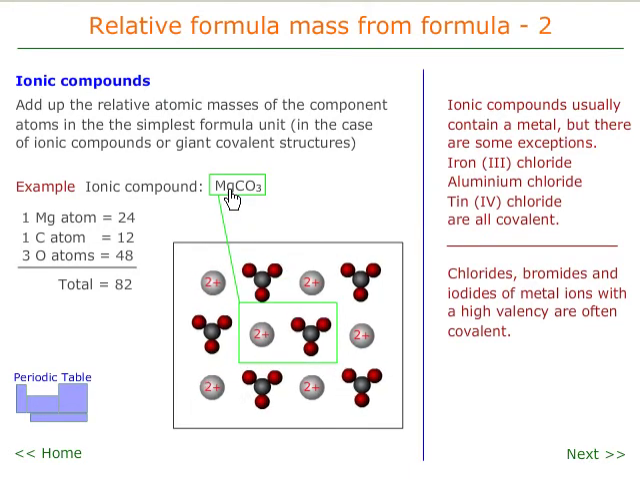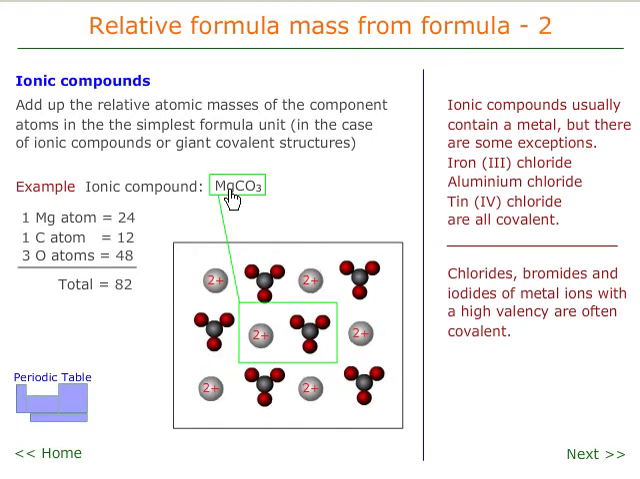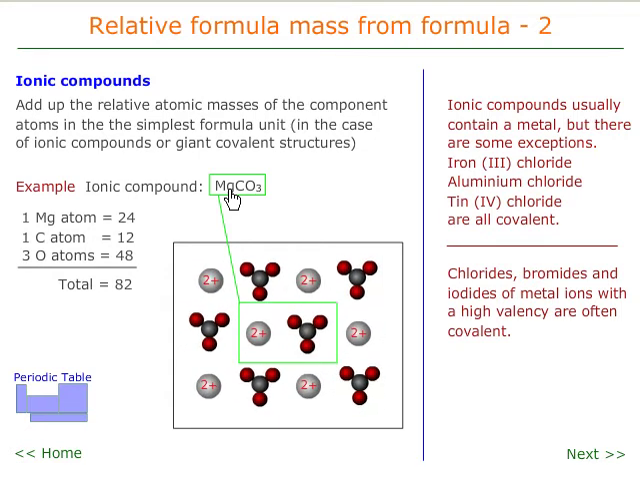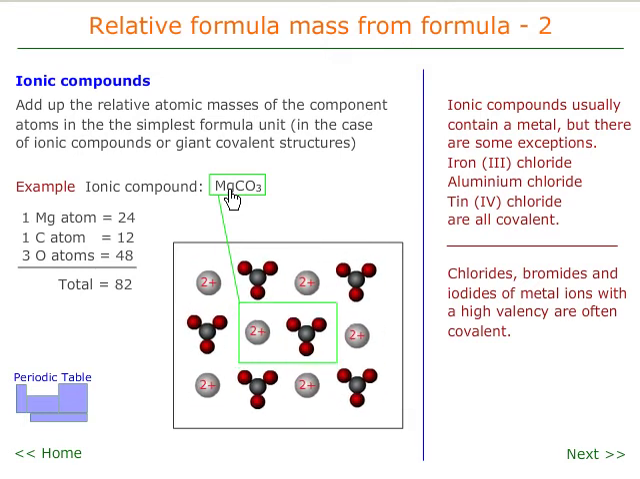And you'll see that although the structure is a giant structure of ions, of repeating magnesium and carbonate ions, the simplest ratio of the ions is 1 to 1. There's one magnesium ion to one carbonate ion. And the fact that they're ions doesn't affect the relative mass of that particular formula, because an ionic mass is very much the same as an atomic mass. They only differ in terms of electrons, and electrons have virtually no mass.